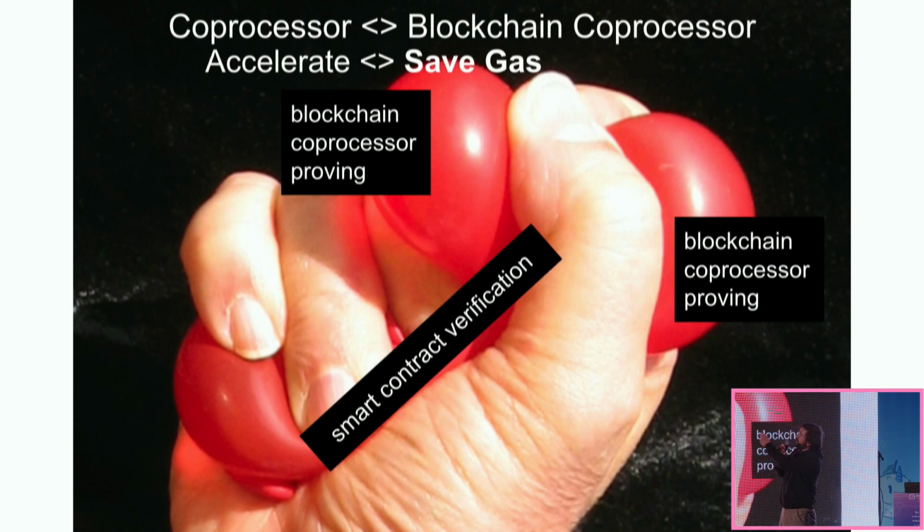To build these analogies, a coprocessor accelerates CPUs in normal land. A blockchain coprocessor saves gas. That's the whole point of it. You have broad definitions, everything's a coprocessor. The key piece is coprocessors save gas.